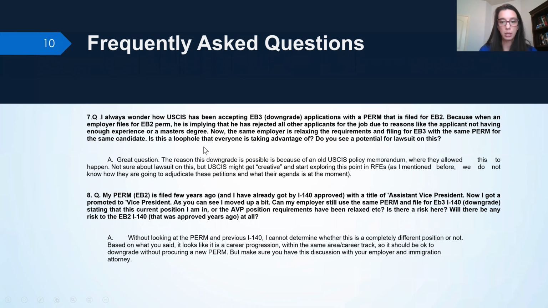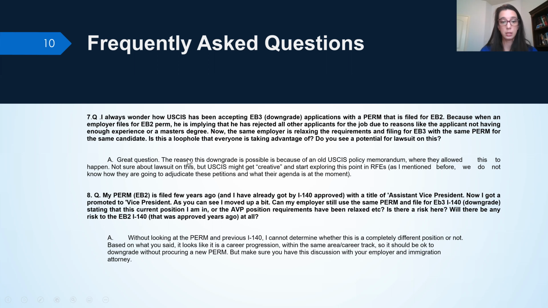Okay, so here's number 7. I always wonder how USCIS has been accepting EB3 downgrade applications with a PERM that is filed for EB2, because when an employer files an EB2 PERM, he is implying that he has rejected all the applications for the job due to reasons like applicant not having enough experience or master's degree. Now the same employer is relaxing the requirements and filing for EB3 with the same PERM, for the same candidate. Is this a loophole that everyone is taking advantage of? Do you see a potential for a lawsuit on this?